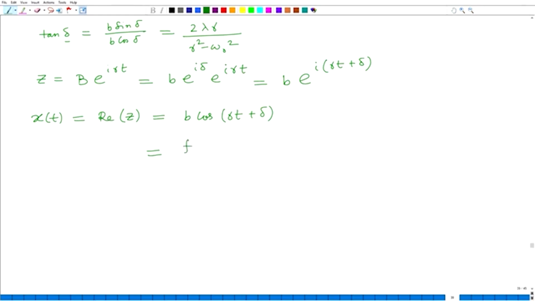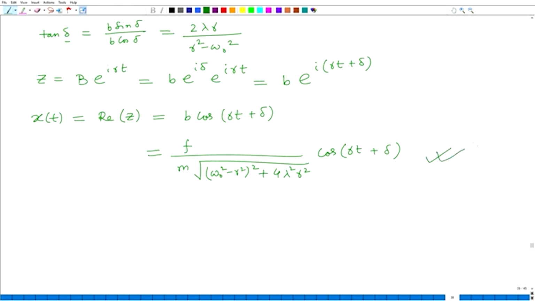So, it will simply be f by m root over (omega 0 square minus gamma square) whole square plus 4 lambda square gamma square, times cos(gamma t plus delta). Okay, so you see this is what? This is the particular integral, but we do not have to forget that there is a complementary function as well. So, now how to find that complementary function?